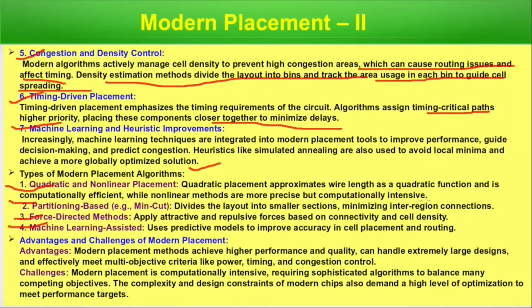In quadratic, it approximates wire length as a quadratic function, it's computationally efficient, whereas nonlinear methods are more precise although computationally very intensive or exhaustive. And partitioning based, that is min cut, we will discuss later, divides the layout into smaller sections, minimizing inter-region connections. And force directed methods apply attractive and repulsive forces based on connectivity and cell density. Machine learning assisted uses predictive models to improve accuracy in cell placement and routing.